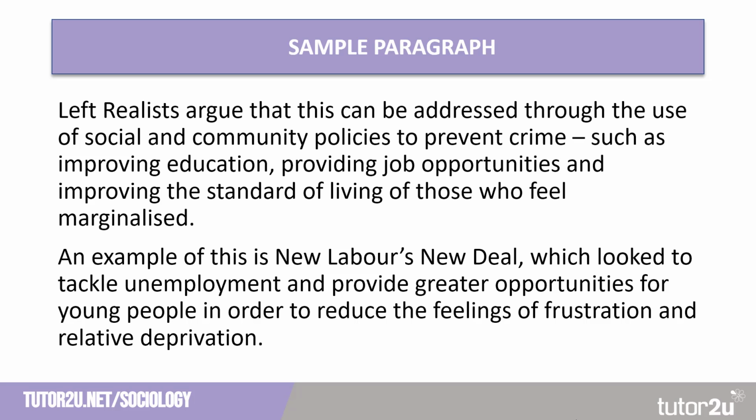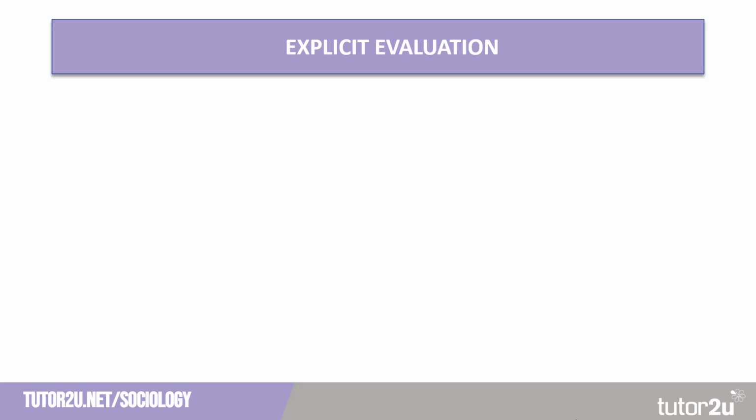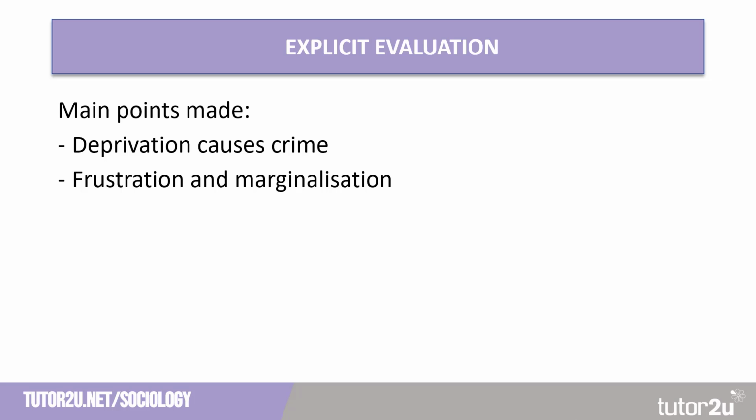Now that we've explained how left realists see structural factors influencing levels of crime and what they suggest they might do to improve it, we're going to move on to doing our explicit evaluation. Explicit evaluations don't always need to be criticisms, but they do need to be linked to the points that are made. So the main points that we've made are that deprivation causes crime and that individuals feel frustrated and marginalised, and this leads to crime. Now, this might make you think of some other theories that you may have covered, and that's what we're going to use to do this.